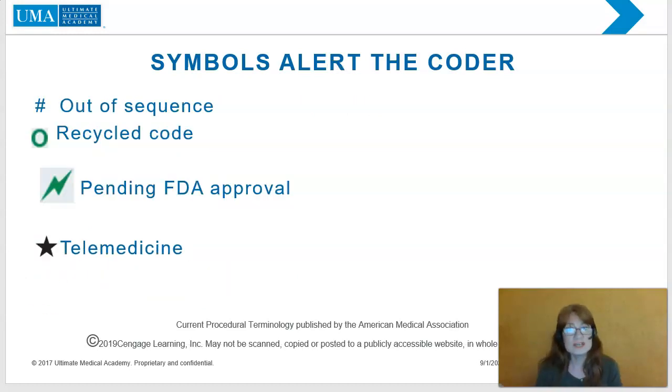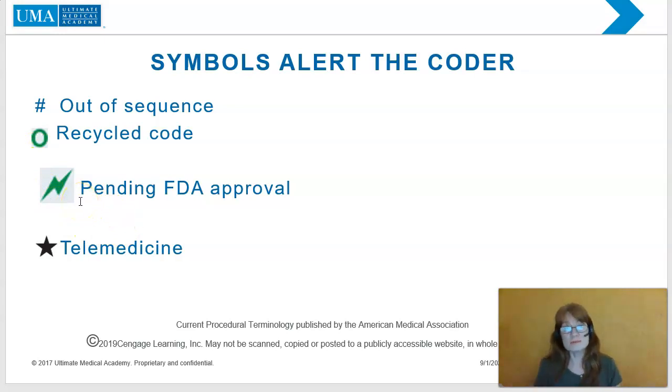Some other symbols that you'll see, sometimes we'll be looking for codes. I've been looking for a code and it should fall in numerical order, and it's not where I think it should be. And that's because it's out of numerical sequence. So I just keep reading till I find the code, and once you find that code, there'll be that little number sign indicating that it is out of numerical sequence. Codes get deleted. And maybe they come back. They get recycled or reused for another procedure. If that's the case, we're going to see this little dot, this open circle next to that code.